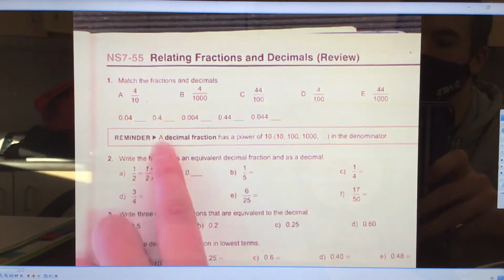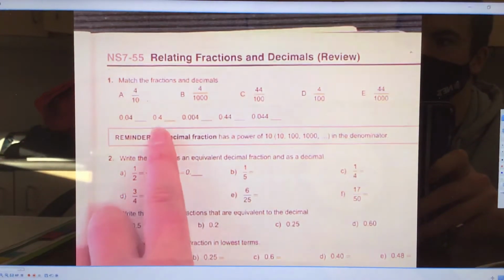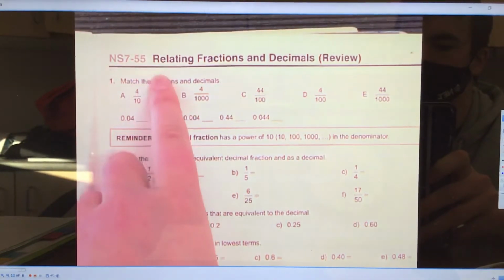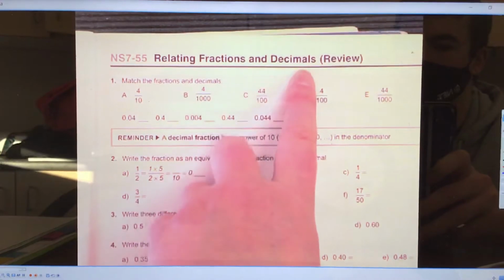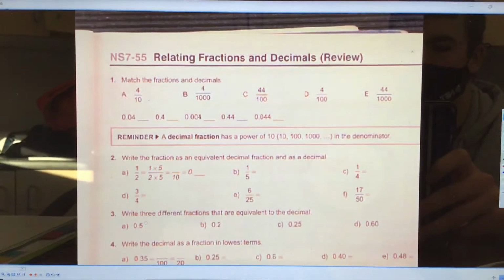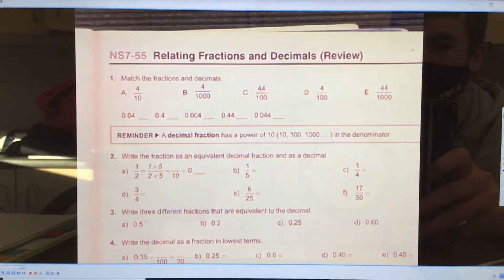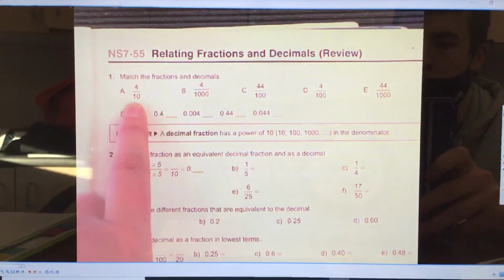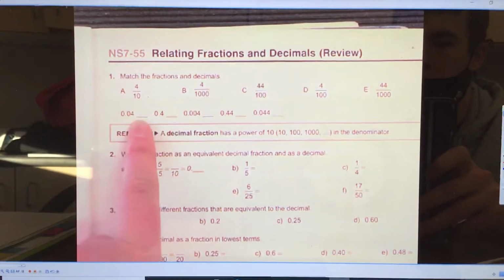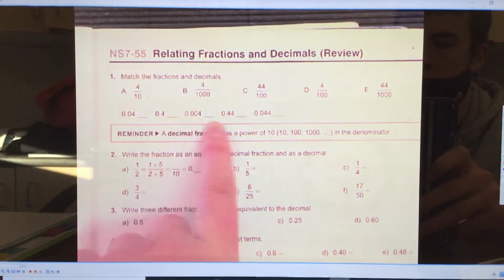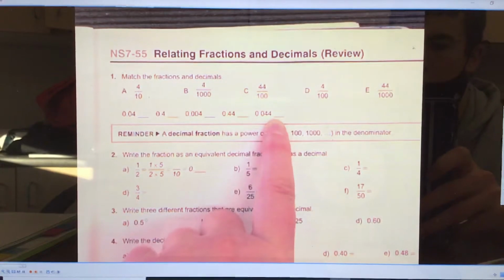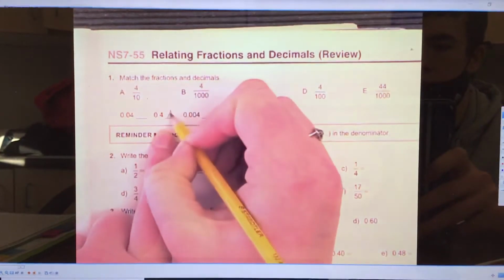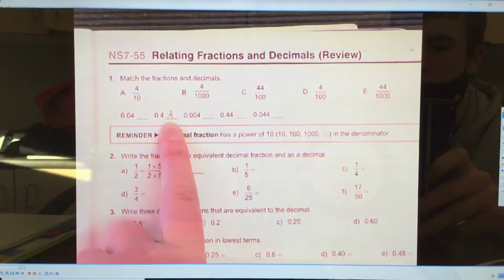Okay, so grade 7s, we are starting a new unit on fractions, decimals, and percentages. Our first lesson is on relating fractions and decimals, so this will be a review. Kayla, you are going to help me with the first question. We're not going to do all of them. So if I'm looking at A, 4 out of 10, which decimal does this match in this list? 0.4. So we need to write the letter A beside 0.4.